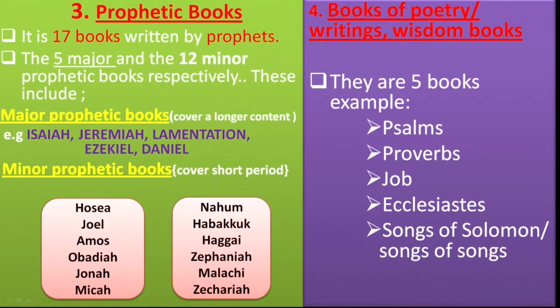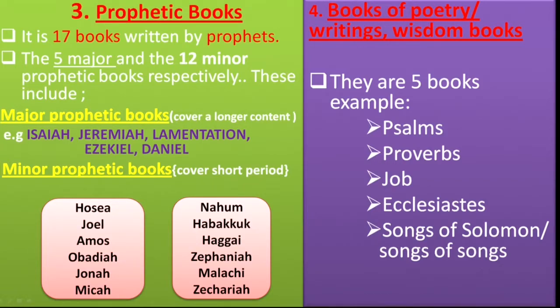The second category in the prophetic books, we have the minor prophetic books. The reason why we call them the minor prophetic books is because they were written by the minor prophets, and the minor prophets cover a short period of time. This period of time is influenced by the time they lived. They lived for a short period of time, and therefore the message was short.